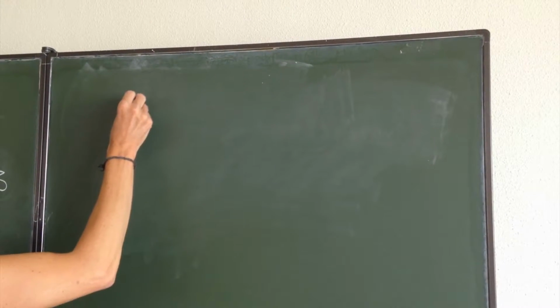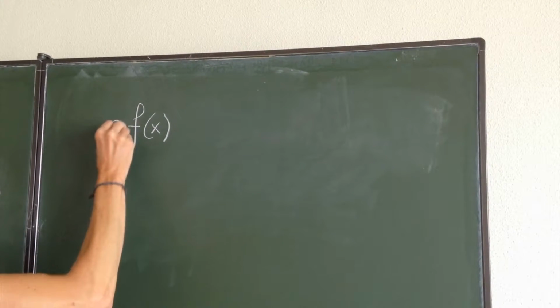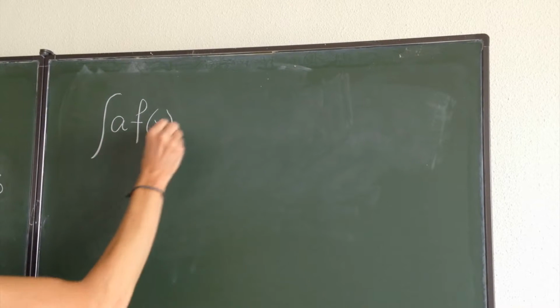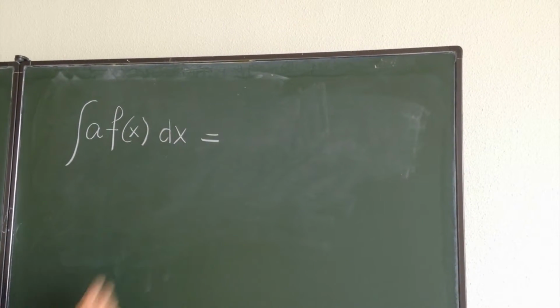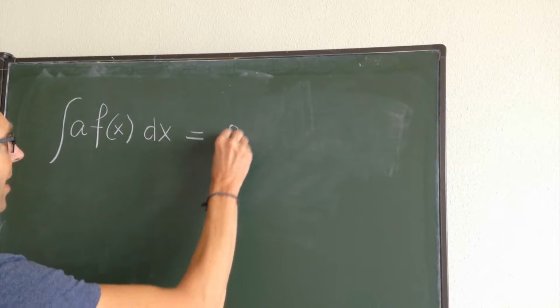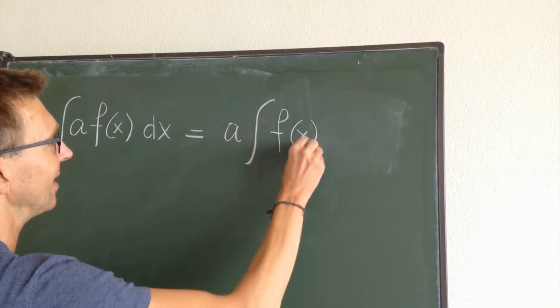Another important rule is the following. If you want to determine the primitive of a function preceded by a constant a, you are allowed to bring the constant in front of the integral sign. So this here becomes a times the integral f(x) dx.